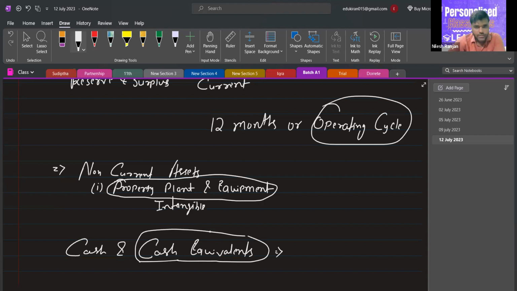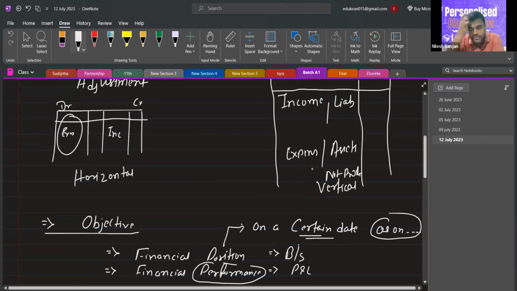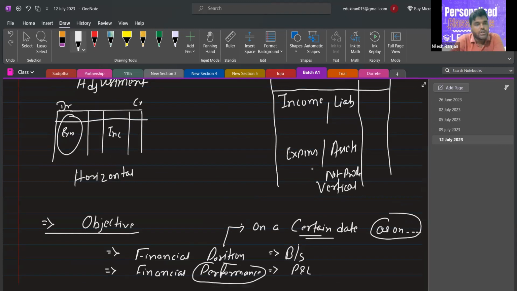Okay, so the balance part we will discuss in our next class. Actually, we will go into detail. We will see the format and how to solve a question in this chapter. So if you have any doubt, you can ask.